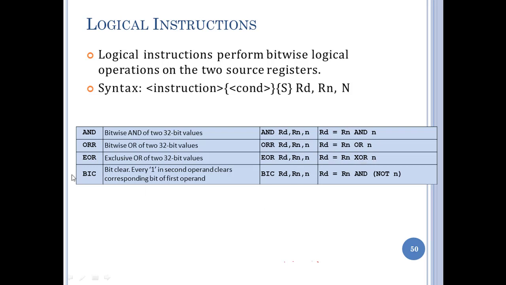And one important feature is bit clear, BIC, which is represented by Rd, Rn and N. The second operand is N here. For each bit of N, if it is 1, then after performing this operation the corresponding bit of the result will be 0. I will tell you how.